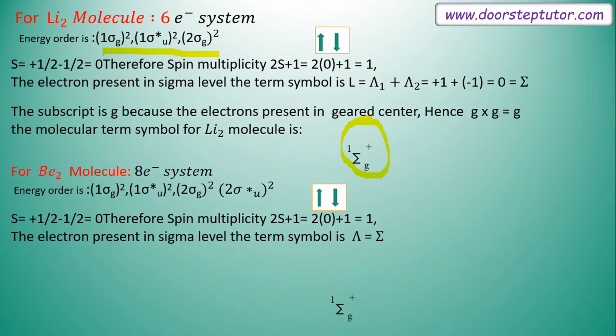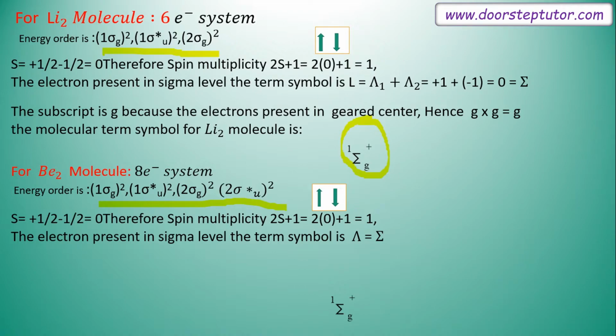Next we will move to another example, the Be2 molecule. Be2 means beryllium with atomic number 4, so 4 plus 4 is an 8 electron system. We have already seen the 2 electrons in this level, and the next 2 electrons enter into the sigma star anti-bonding level.